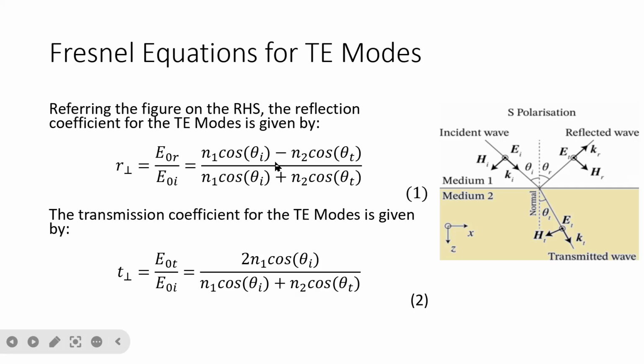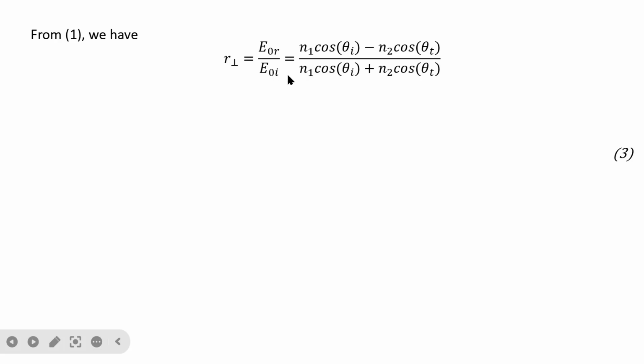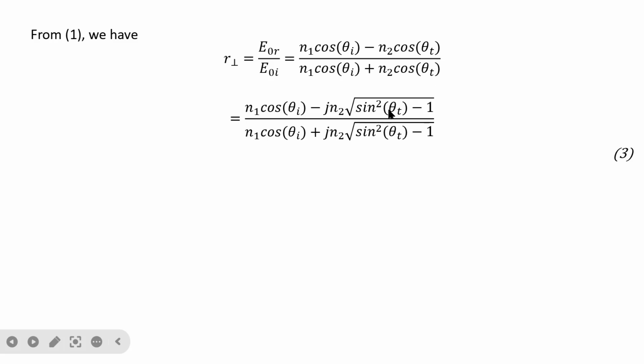So what we are going to do is to rearrange this expression in the form of phase shift. So we copy this expression again into this page. And the next thing that we are going to do is to rearrange it. So first of all, remember cosine of theta t can be expressed in terms of sine of theta t in this manner.